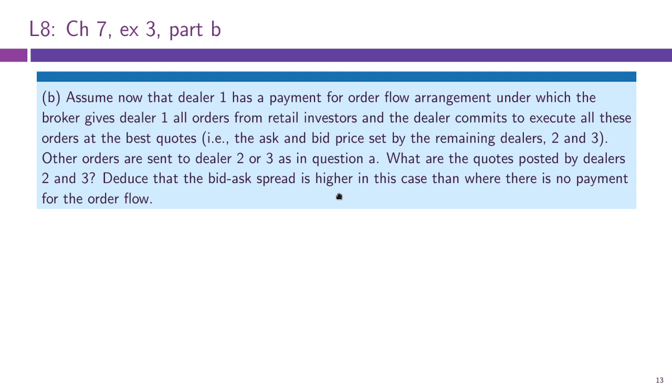So this is how the broker enters the model. The broker now serves as a router. He decides to whom to forward the order. If the order came from a retail investor, it's sent to dealer 1. If the order came from an institutional investor, it is sent to dealers 2 and 3. So we need to find the quotes posted by dealers 2 and 3, and we do it in the exact same way. Once again, these two dealers, even though there are just two of them, are still engaging in price competition with each other, and they will compete away any profits. So they will be posting bid and ask quotes which generate zero profits for them.